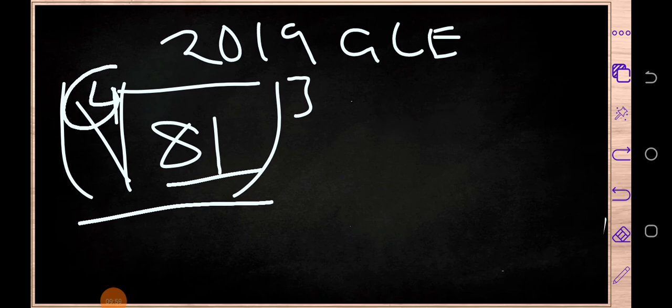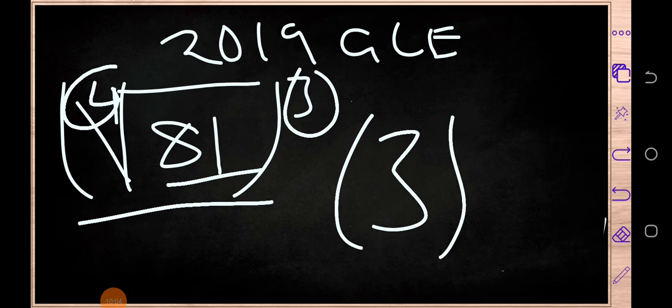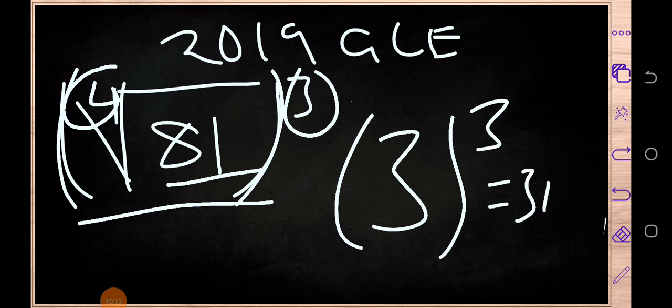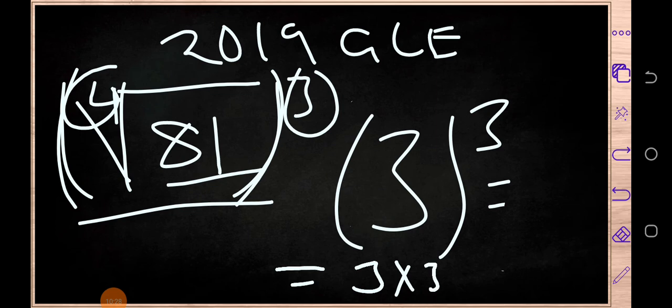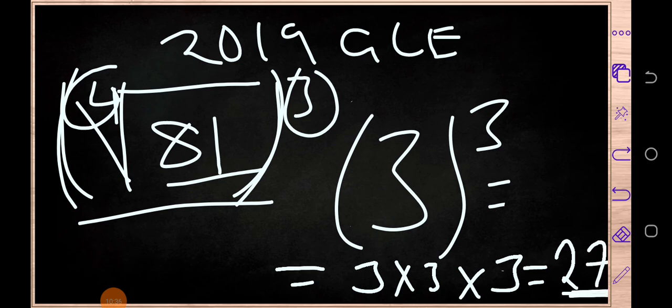So we are going to write 3 right over here, but again don't forget we have this 3, so we are going to write the brackets which are these, then we put a 3, and this means that we are going to multiply 3 by 3 times. So here it is, 3 times 3 times 3, and the answer is 27. So that was our answer.